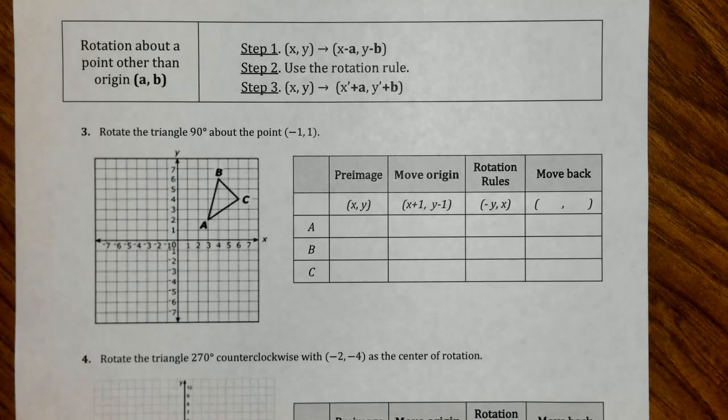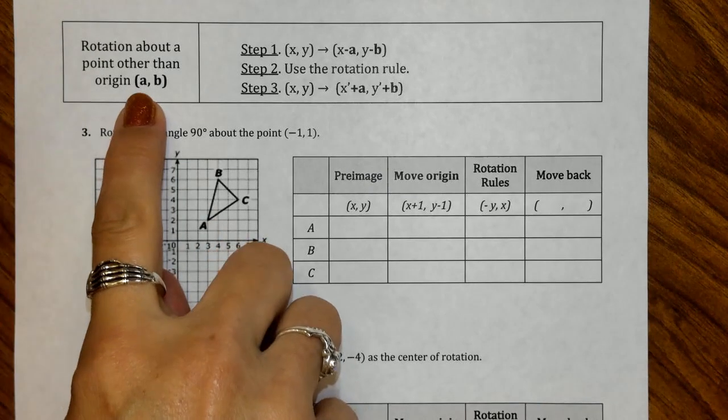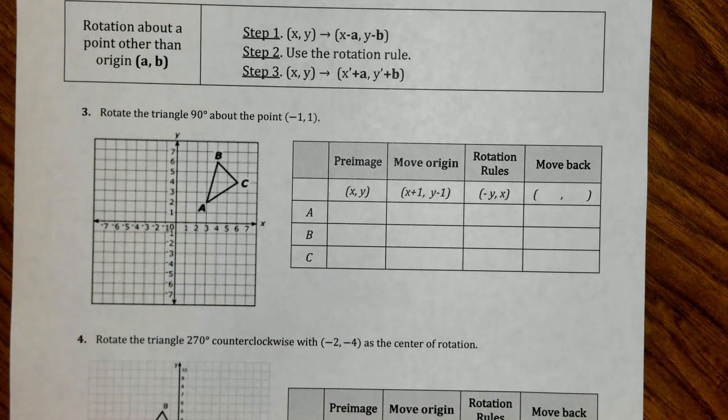All right, the previous lesson had rotating about the origin, which was just an 8th grade TEK that we've already learned. Now we're going to talk about rotating not about the origin. So some point that's going to be at, say, A and B, two different numbers. It's not at 0, 0.